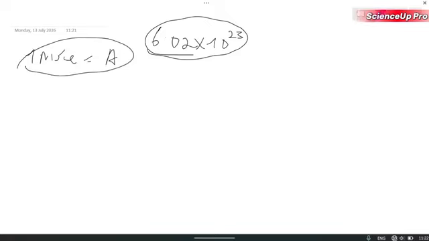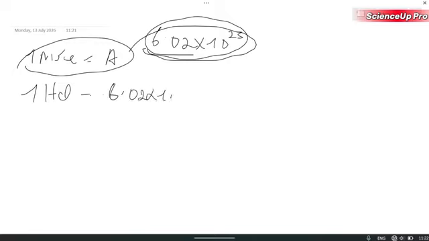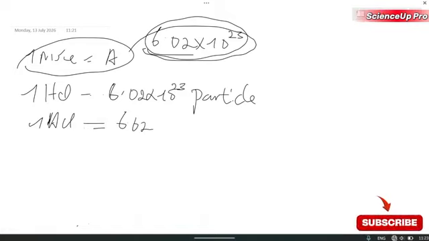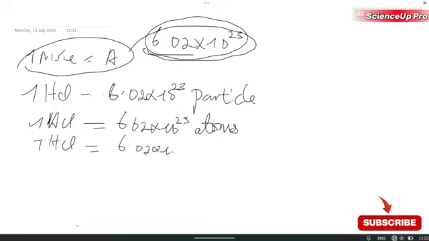So 1 mole of any substance contains this number of particles. 1 mole of hydrogen chloride, hydrochloric acid, will contain 6.02 times 10 to the power 23 particles. I can also say that 1 mole of hydrochloric acid will contain 6.02 times 10 to the power 23 atoms. Yes, I can also say 1 mole of hydrochloric acid contains 6.02 times 10 to the power 23 molecules.